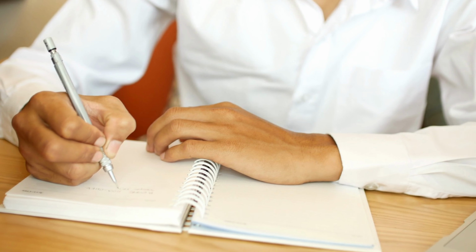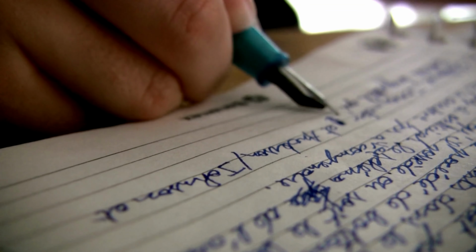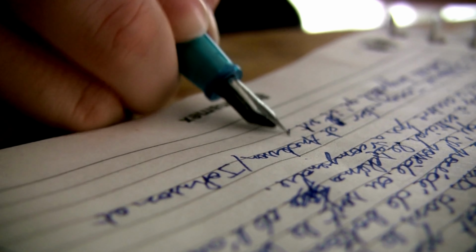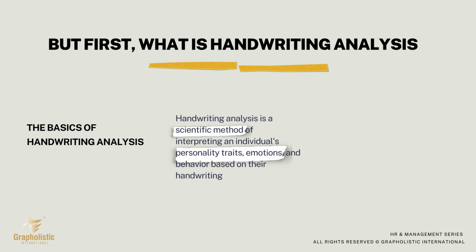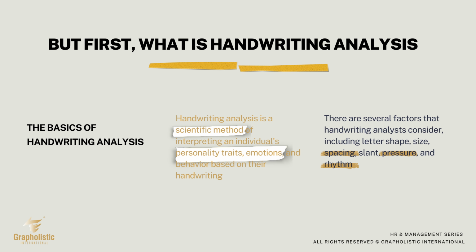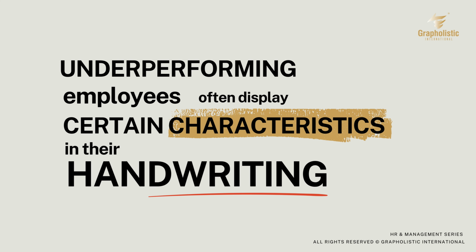The first step in identifying handwriting traits that signify underperformance is to understand the basics of handwriting analysis. Handwriting analysis is a scientific method of interpreting an individual's personality traits, emotions, and behavior based on their handwriting. There are several factors that handwriting analysts consider, including letter shape, size, spacing, slant, pressure, and rhythm. Underperforming employees often display certain characteristics in their handwriting.